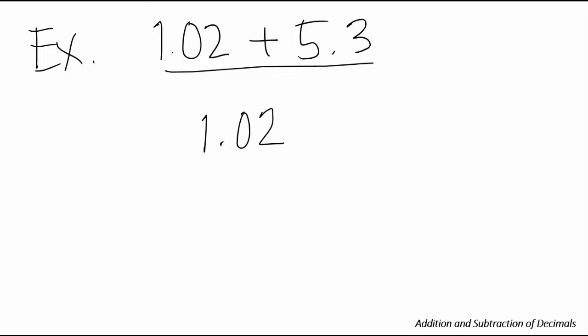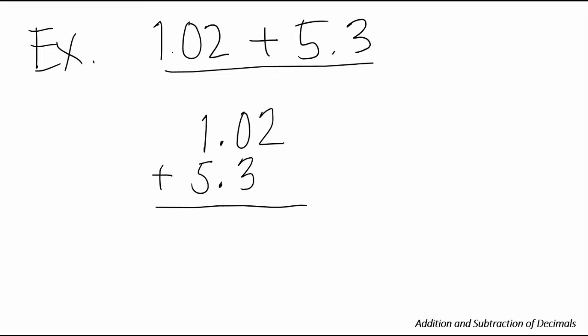And how we're going to write 5.3 is that we have to make sure that the decimal points are aligned. So here we will write 5 and then the decimal point is aligned here and we have 3. And then we will add the plus sign. So we can do the straightforward addition.